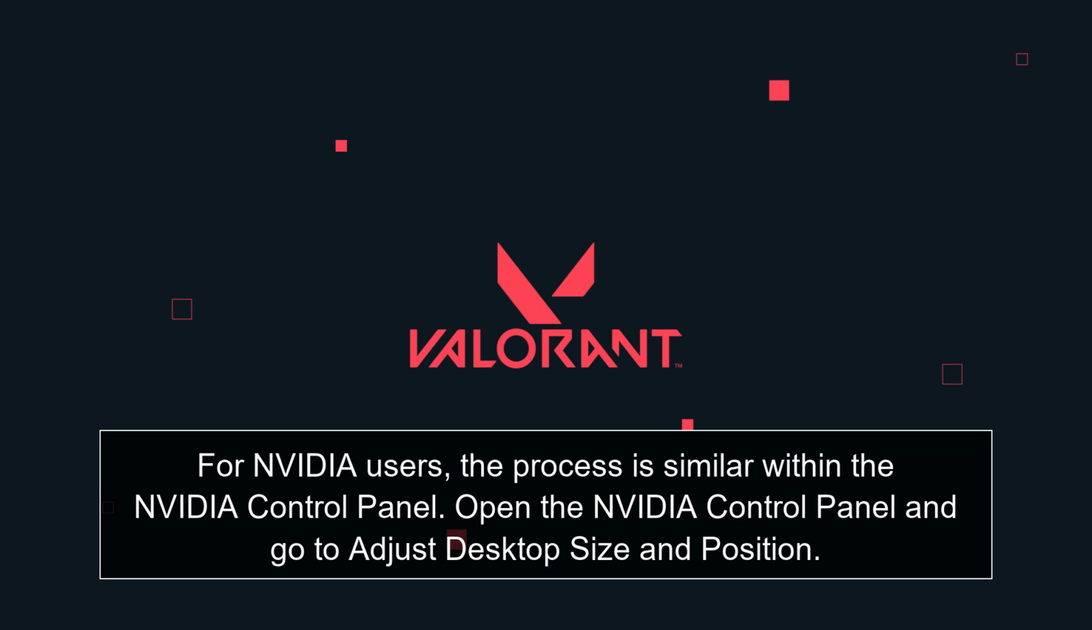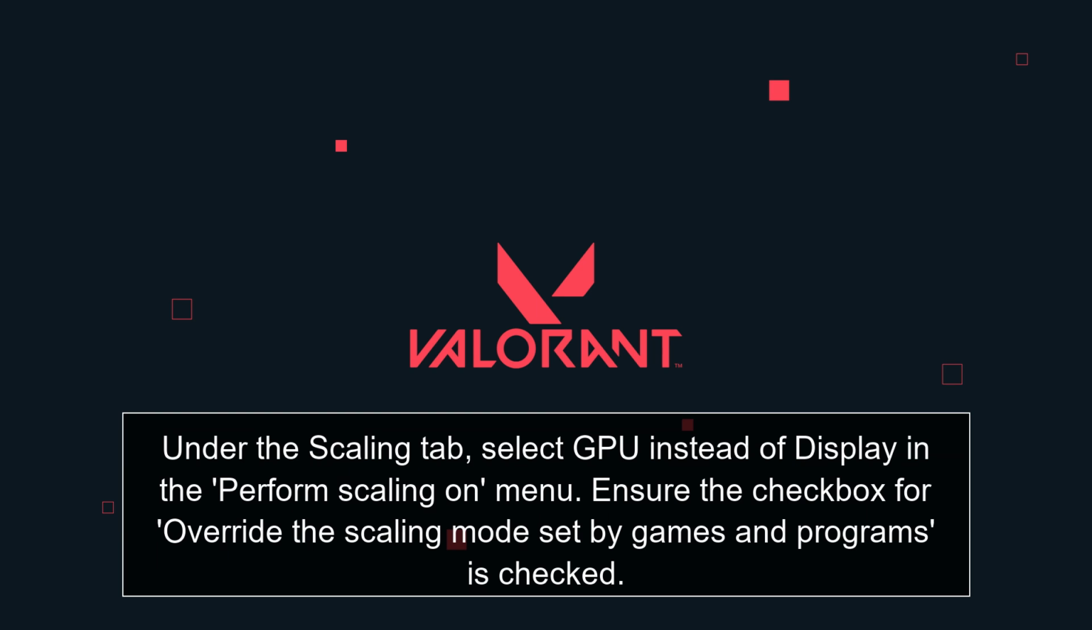If you are an NVIDIA user, the process is very similar within the NVIDIA control panel. Open the NVIDIA control panel and go to Adjust Desktop Size and Position. Under the Scaling tab, select the radio button for GPU instead of display in the Perform Scaling on drop-down menu. Ensure the checkbox for Override the Scaling mode set by Games and Programs is checked.